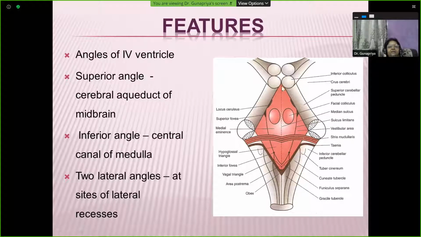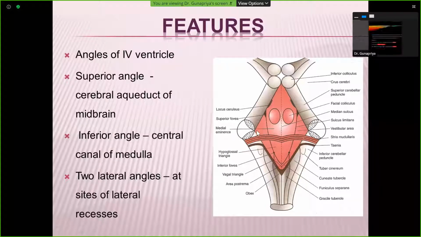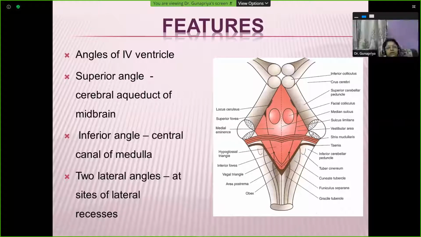Superior angle is the site where it's going to continue with the cerebral aqueduct of midbrain. Inferior angle is the site where it's going to continue with the central canal of medulla. The two lateral angles will show the presence of extensions of the cavity of fourth ventricle in the form of lateral recesses. A recess is a hidden space or an expansion or an extension. So this fourth ventricle cavity extends laterally in the form of lateral recesses at the lateral angles.